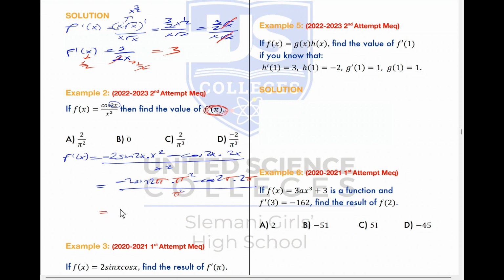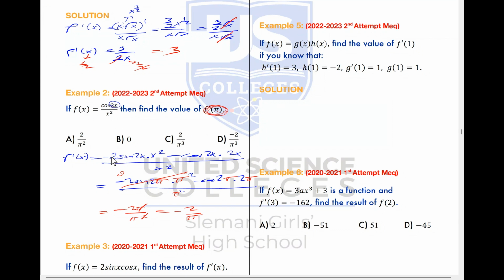Okay, now simplify. Sine 2 pi, sine 360, is 0, so it cancels right away. Cosine 2 pi is 1, you have negative in front, negative 1 multiplied by 2 pi, so negative 2 pi divided by pi squared. Pi's will cancel, so what remains? Negative 2 over pi remains. I'm afraid I made a mistake. I couldn't find the answer in the options. Let me check my steps.